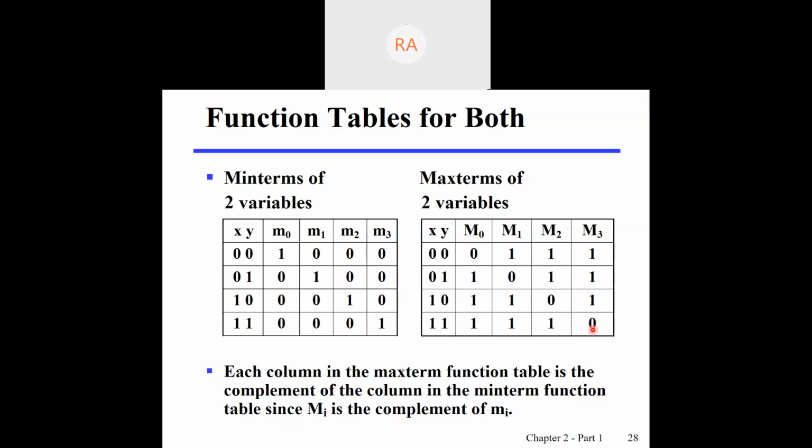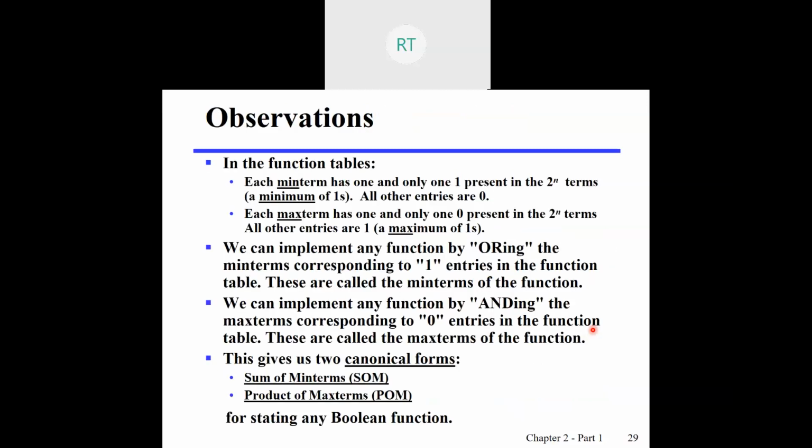In the function table, each min term has one and only one 1 present in the 2 to the power n terms. So m of 0 is 0, 0. It wouldn't have any other min term. And each max term has only one 0 present. I repeat myself: in min terms, you look where the 1s are. In max terms, you look where the 0s are. In min terms, we do OR, and in max terms, we do the product of the max terms. So this is referred to as sum of min terms and product of max terms.